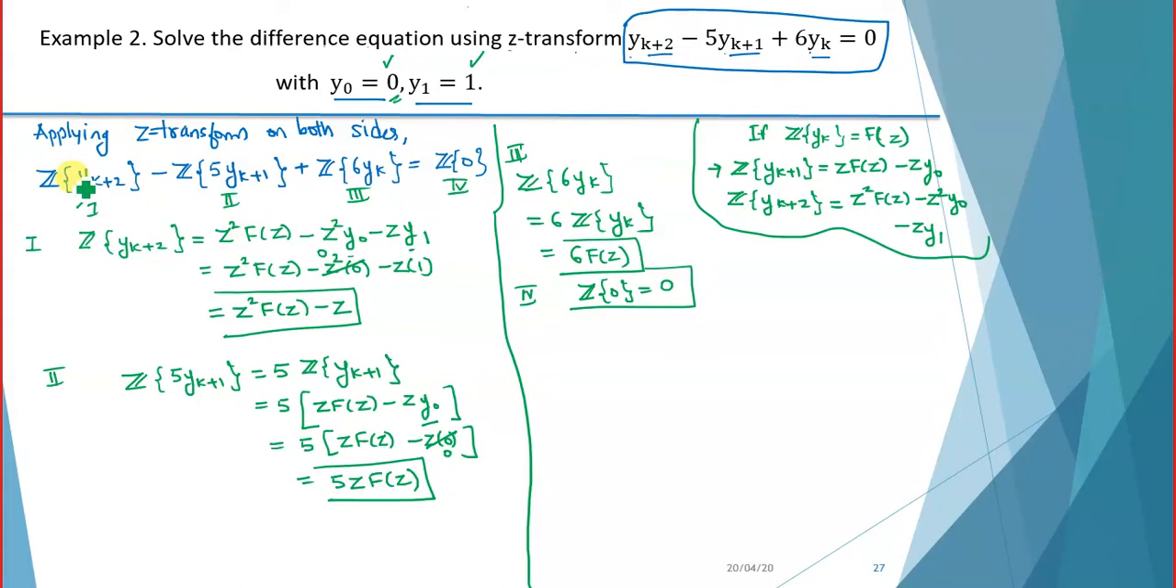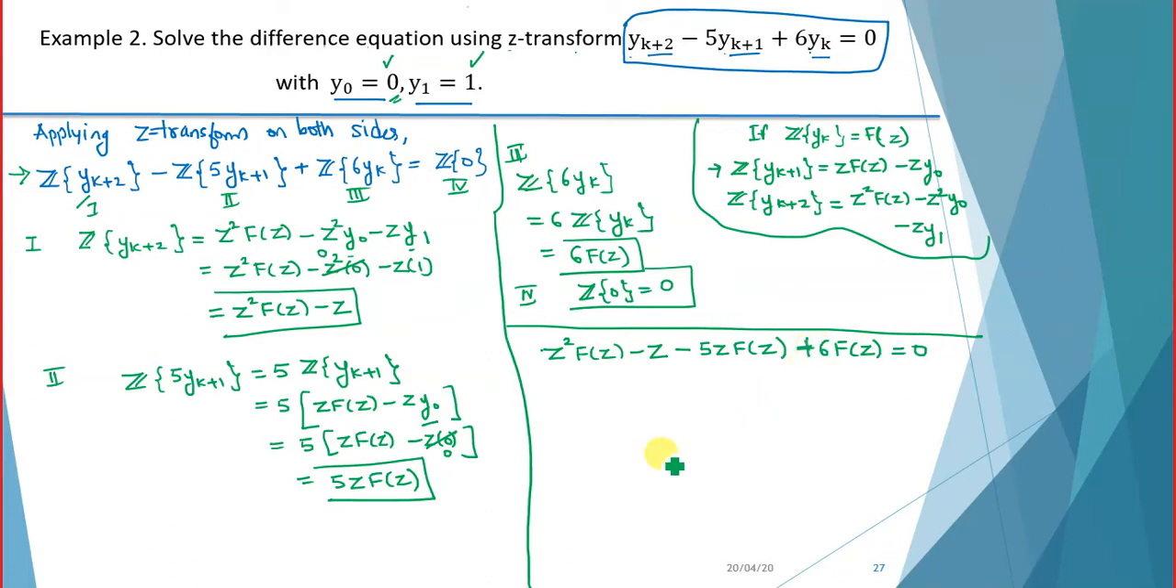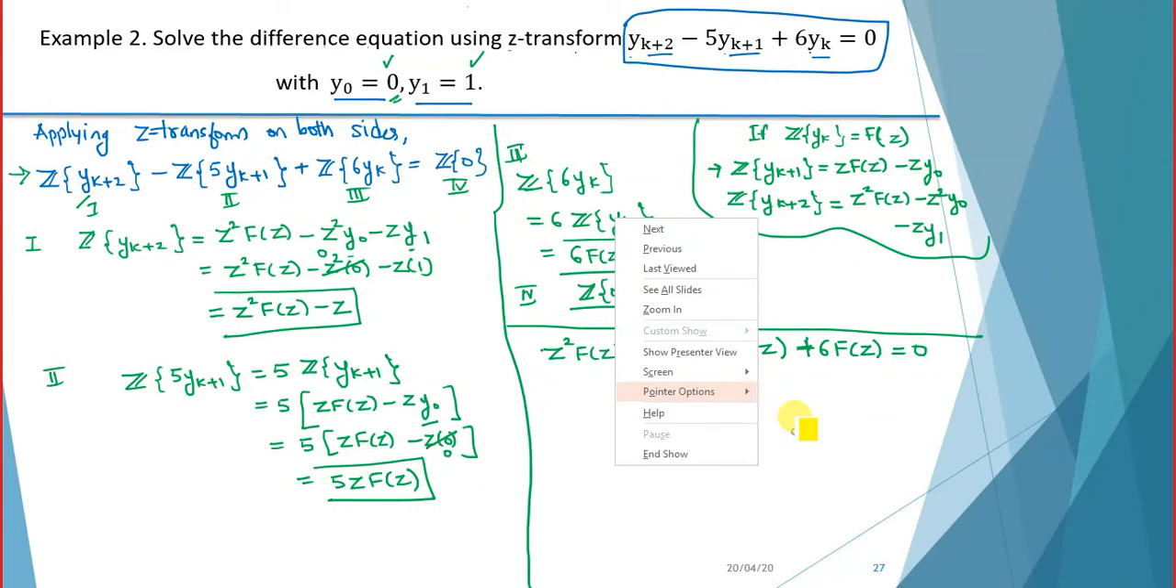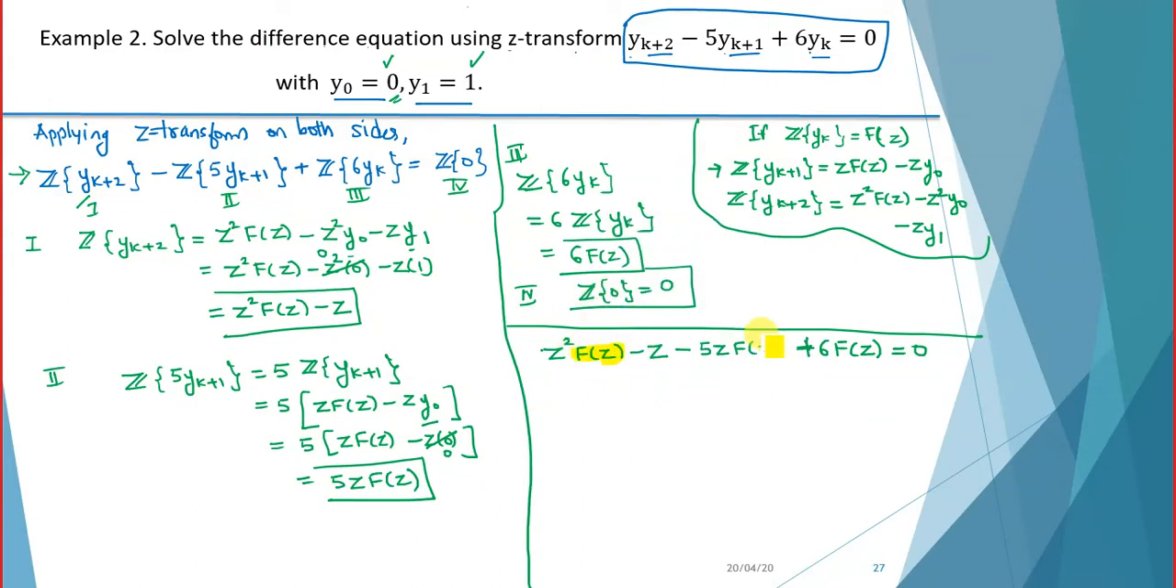Now substituting all these values in this equation one by one. For first term we have z square F(z) minus z, minus, for second term, 5zF(z). Third term plus 6F(z) equal to 0. So next step, as usual, keeping the term with F(z) on the same side, term without F(z) on the other side.